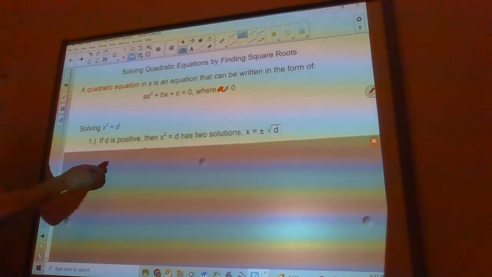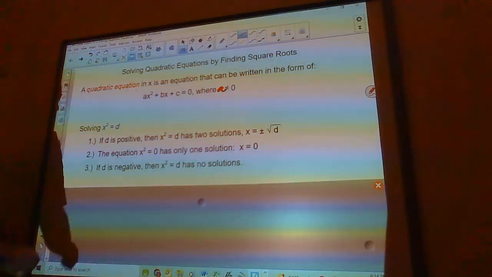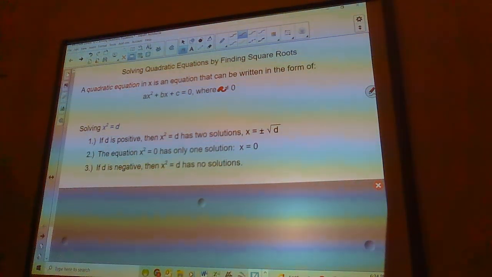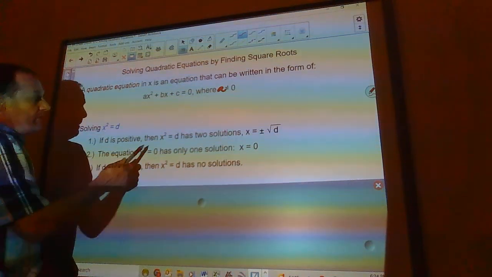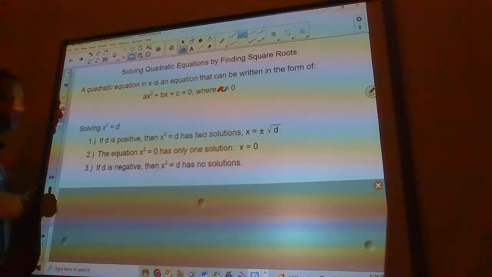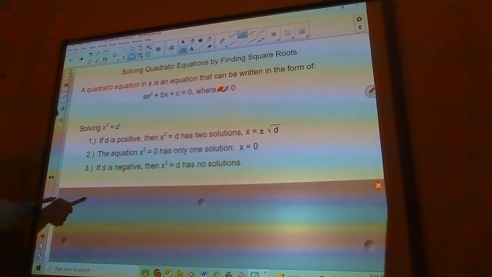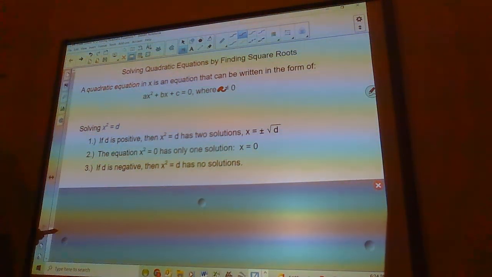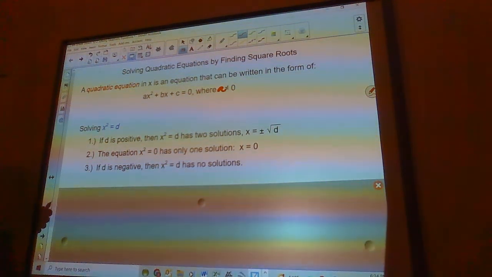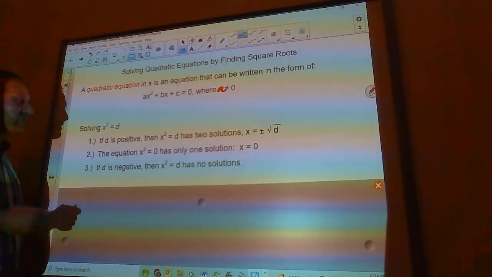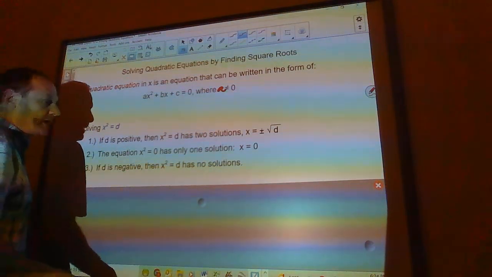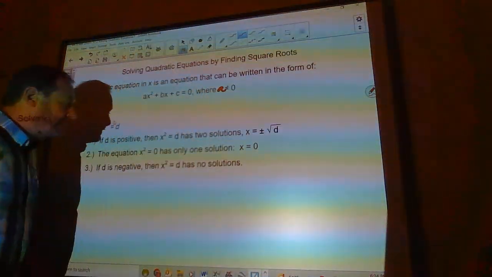So, how to solve something like this. x squared equals d. Well, if d is positive, then x squared equals d has two solutions, plus or minus the square root of d. The equation x squared equals 0 has only one solution, x equals 0. And if d is negative, then x squared equals d has no solutions because you can't square root a negative number.